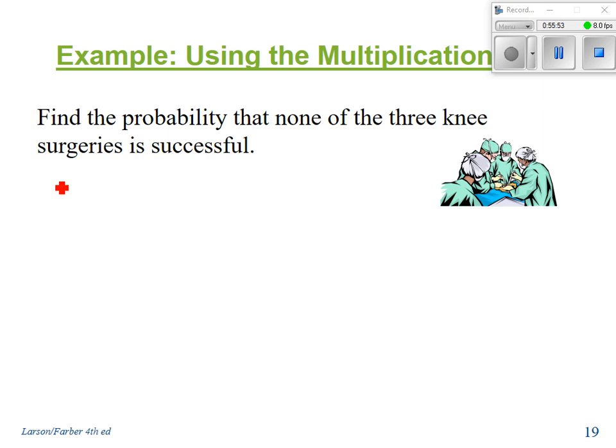Find the probability that none of the three surgeries is successful. A little tougher. How could we figure out none of them are successful? What would be remaining after 85? 0.15. So we want the probability that it's unsuccessful times the probability that it's unsuccessful times the probability that it's unsuccessful. We want all of them. What's the probability that it's unsuccessful? 0.15.